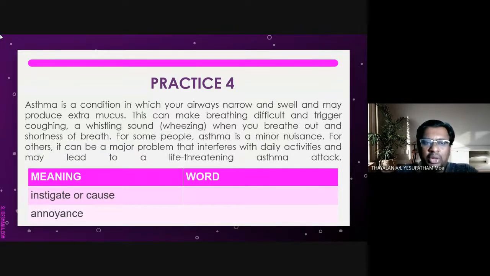Okay. Now, look at the meanings. There are 2 meanings there: instigate and annoyance. All right. Now, who would want to volunteer to read? Can I have volunteers to read? Okay, very good. Go ahead. Yes, you may read now.